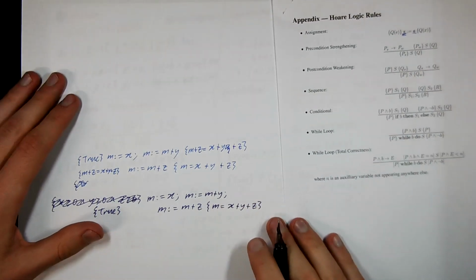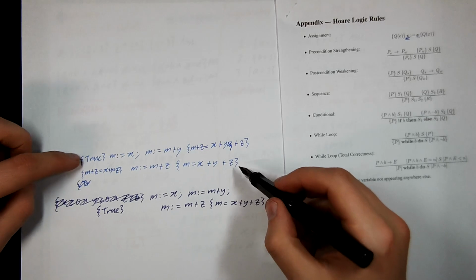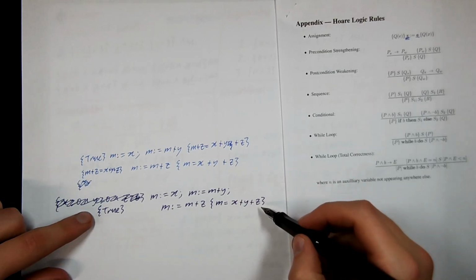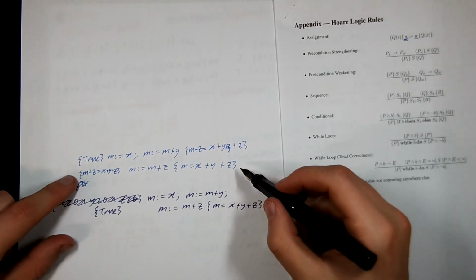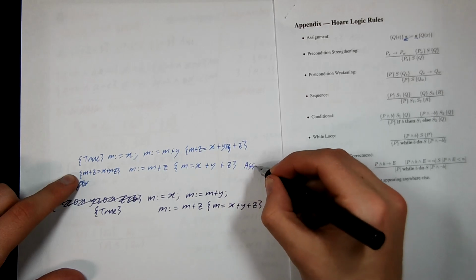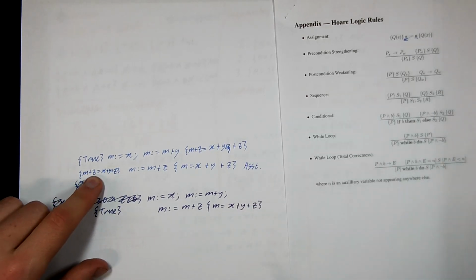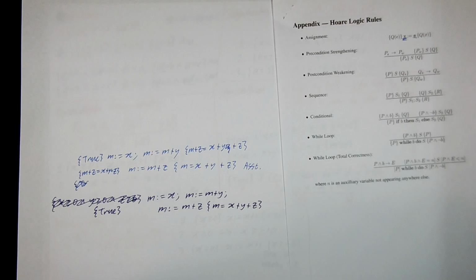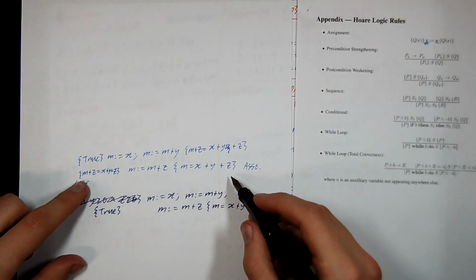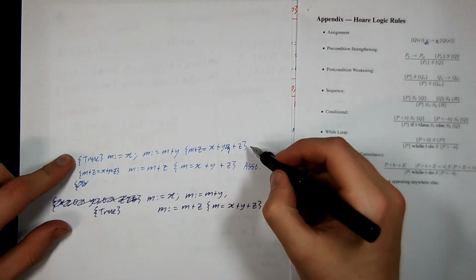Okay? So if I can prove these 2 things, I can then prove this thing by sequencing. And thankfully this thing here is the assignment rule, because I rigged the precondition so that it would work with the assignment rule. Okay? So this rule is proven. I just now got to prove this rule here.